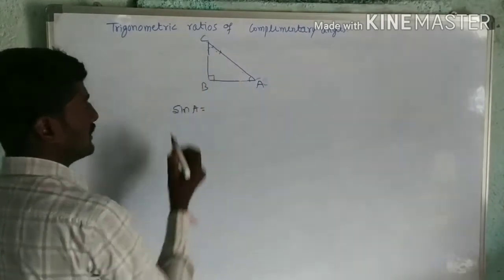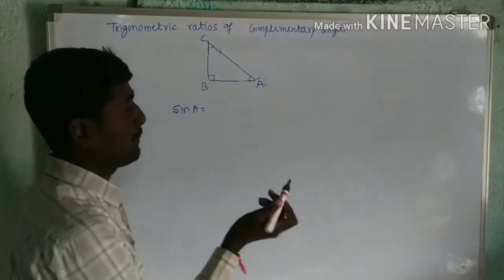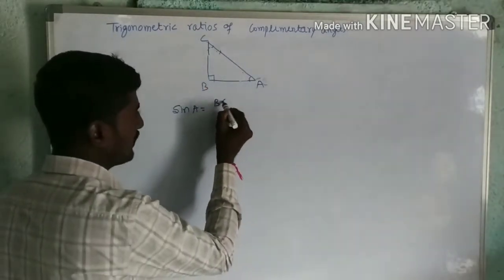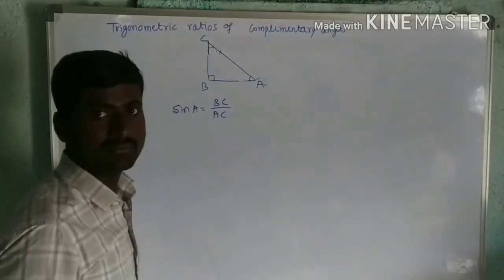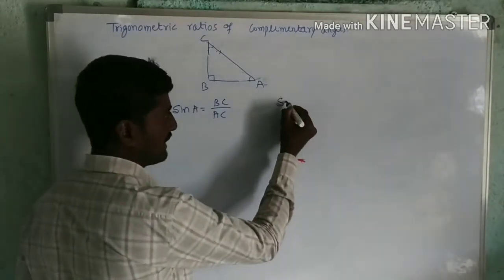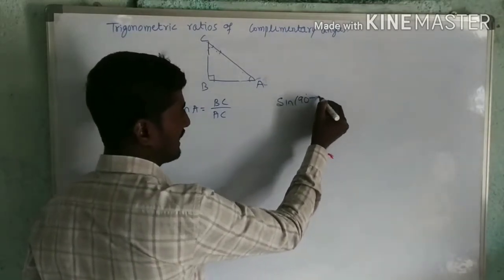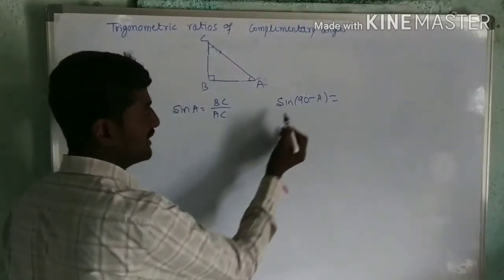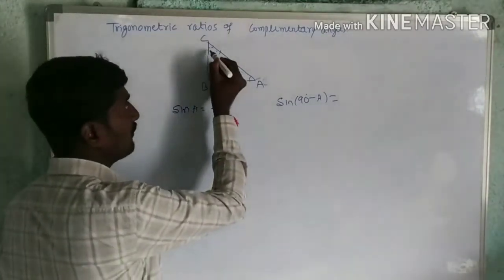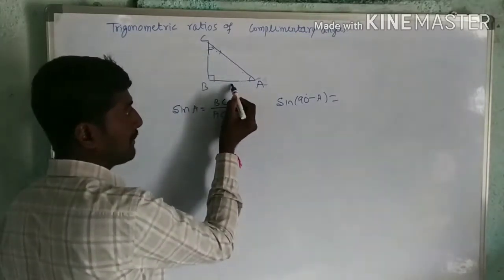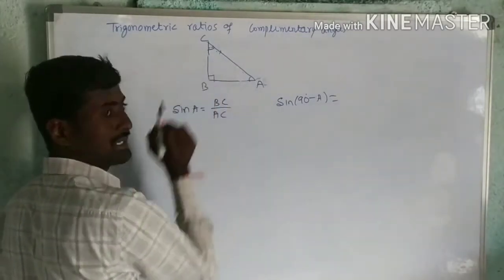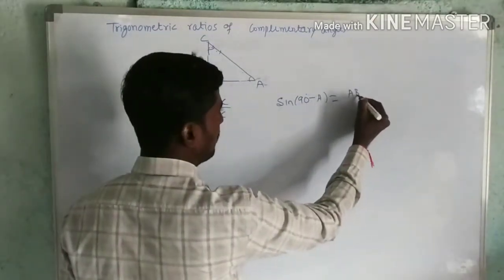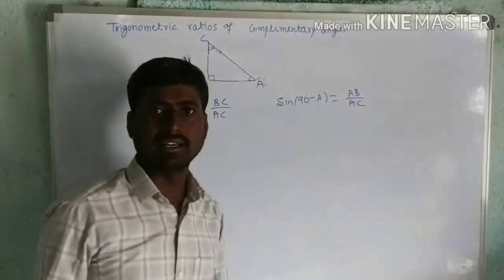Sine A is nothing but opposite by hypotenuse. For angle A, opposite is BC, hypotenuse is AC. So sine A is BC divided by AC. Then for the same function, sine of 90 degree minus A. 90 minus A is angle C. For this angle, opposite is AB, hypotenuse is AC, adjacent is BC. Sine means opposite by hypotenuse, that is AB divided by AC. Sine of 90 minus A is written.